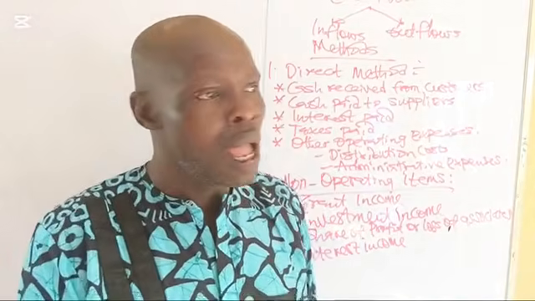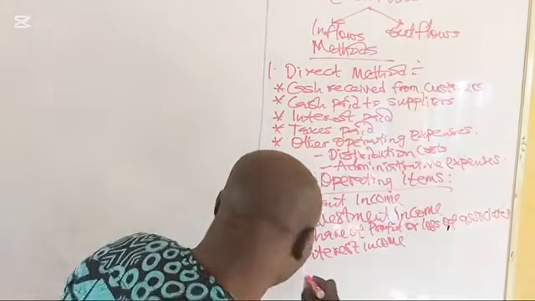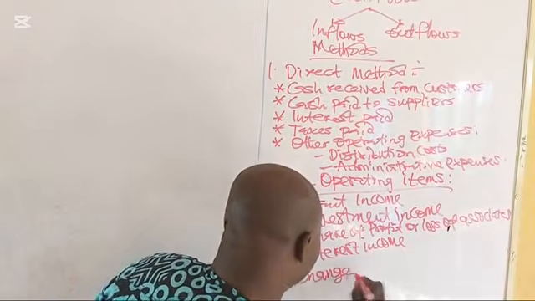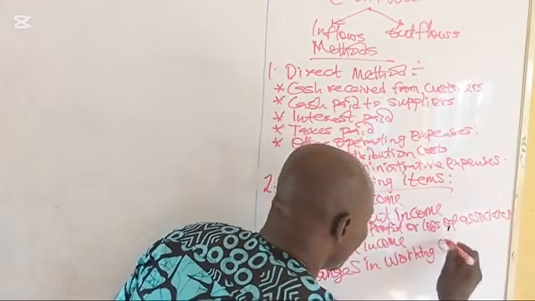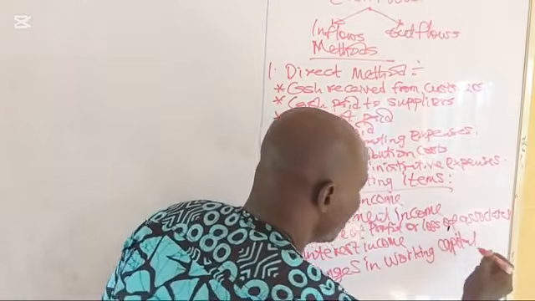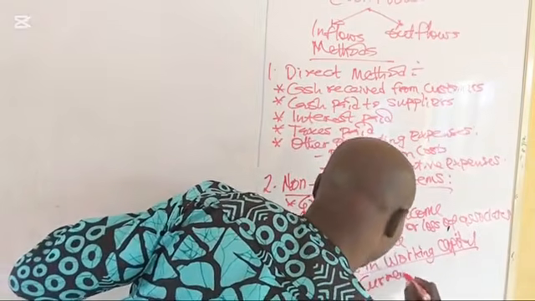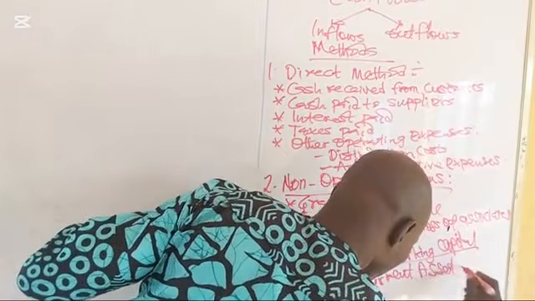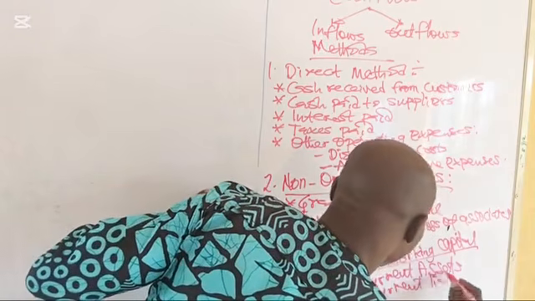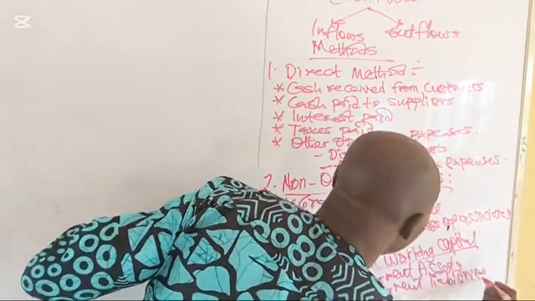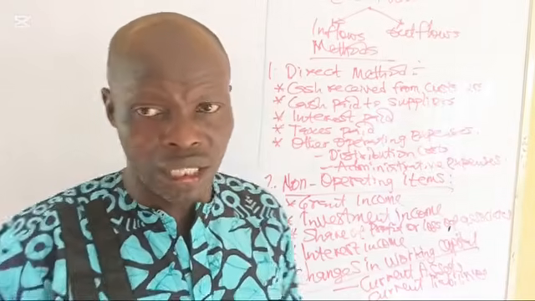I've told you what you do in this section is reconciliation. And the third item that requires adjustment is changes in working capital. And working capitals are purely items of current assets and current liabilities. You will adjust for these items in your reconciliation.